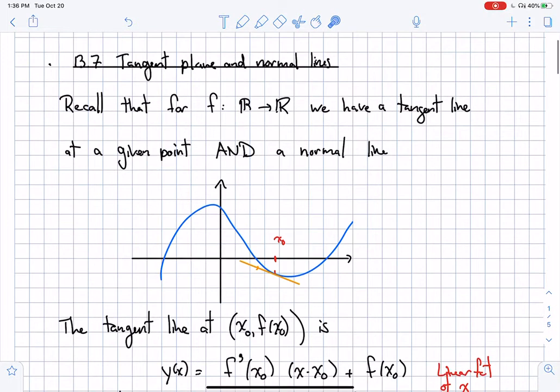So it's always good to see what we have in one dimension. Let's say I have a function from R to R. This is the graph of the function. That's not the input, that's the graph. So the x-axis is the input, the y-axis is the output.